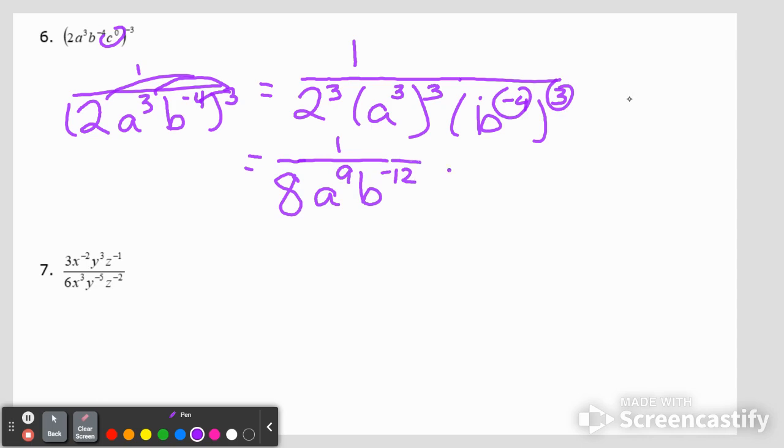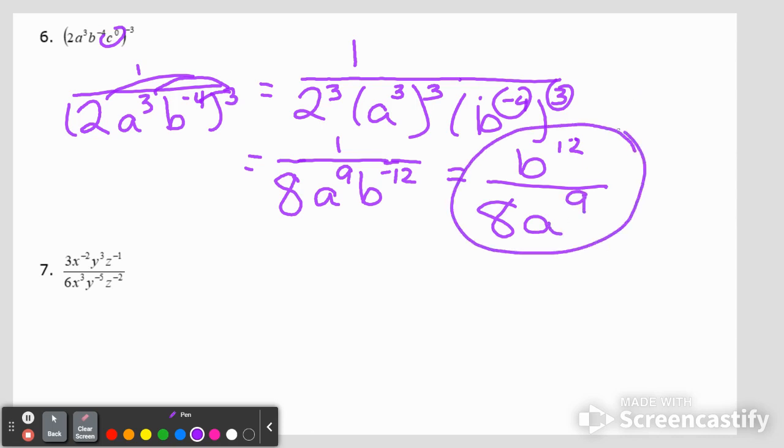So there's only one unhappy tenant here, and that is b. So he's going to move upstairs, become positive, nice and happy, and then 8, a to the 9 are all going to stay downstairs. That's my final answer. Oh, and if you're wondering what happened to that 1, remember a coefficient of 1, it usually just doesn't show up. It's everywhere. We're multiplying by 1 everywhere, just like we're adding 0 everywhere, but we just don't write it.